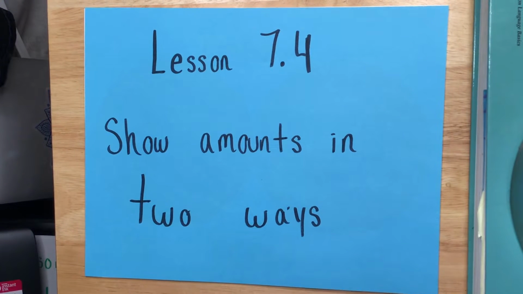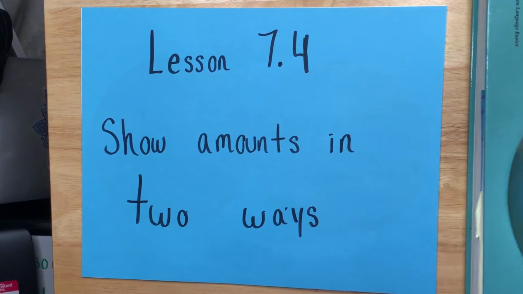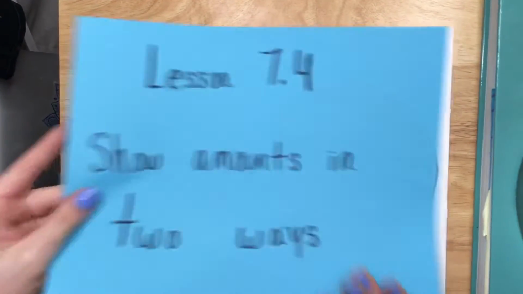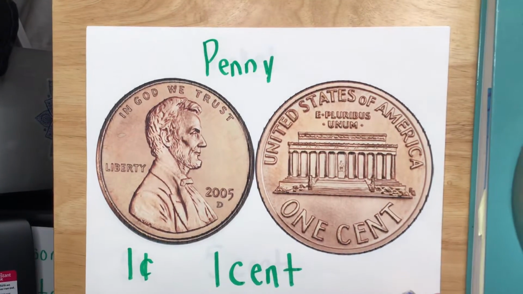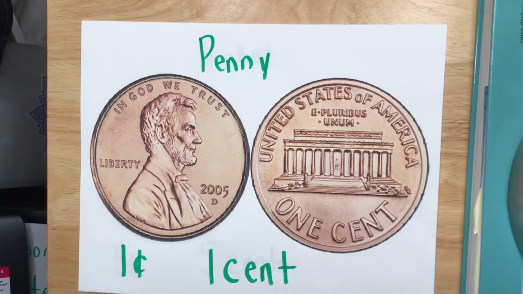Today we are starting lesson 7.4, and in today's lesson we are going to talk about how to show different amounts in two different ways. So I just wanted to quickly review first the different coins. So this is a penny. We know the penny is worth 1 cent. This is heads and this is tails.